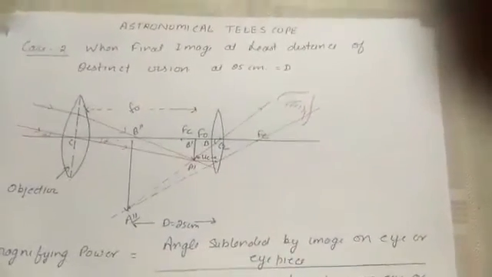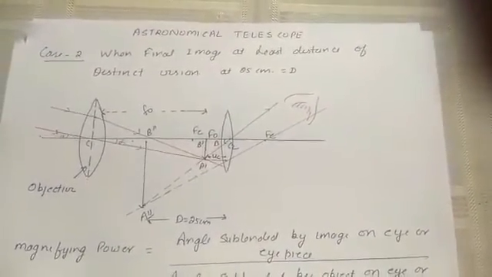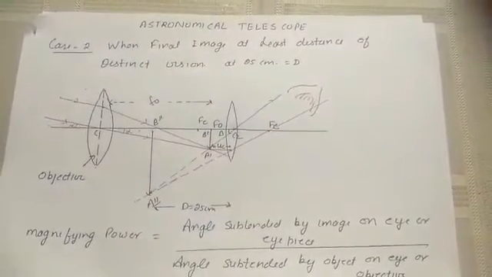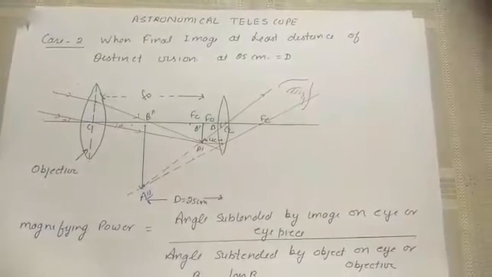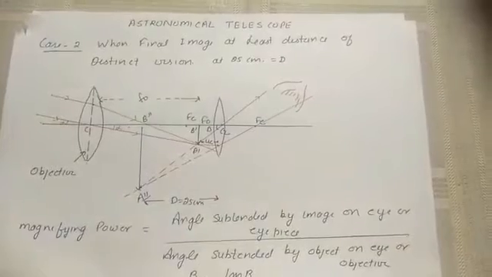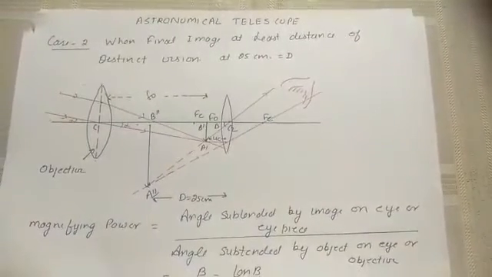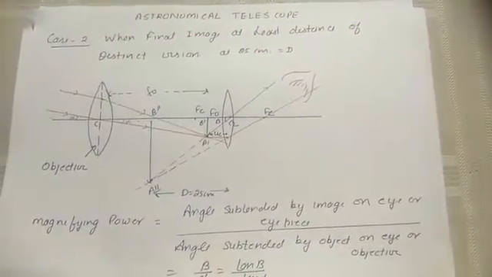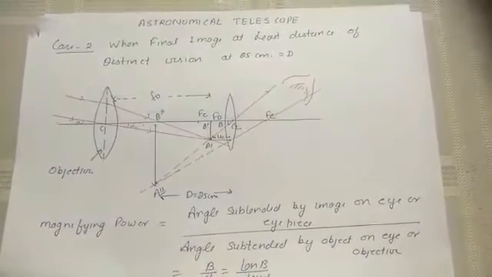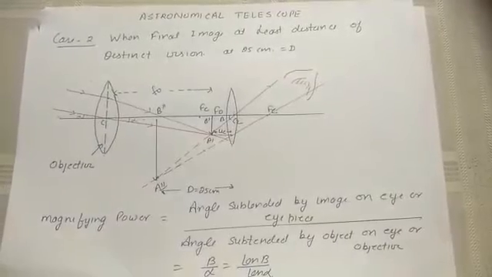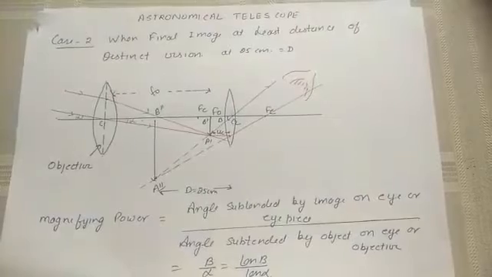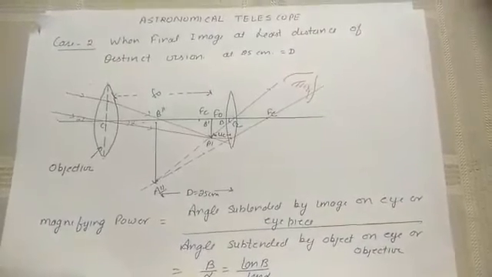In the last video I told you about the astronomical telescope. Astronomical telescope is used when we see objects which are very far from us, for example moon, stars, etc. So for observing these objects we use the astronomical telescope. But in that case, we observed the final image is formed at infinity, but now we will take another adjustment, where the final image is at D, that is the least distance of distinct vision.